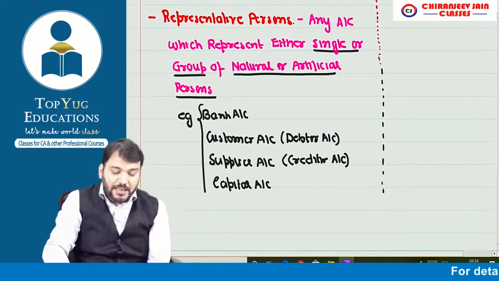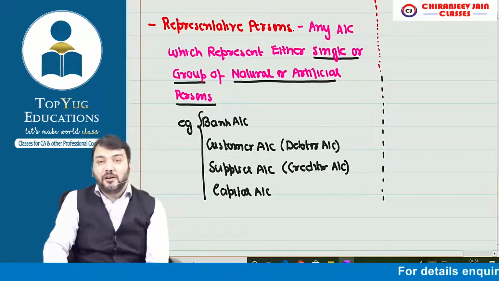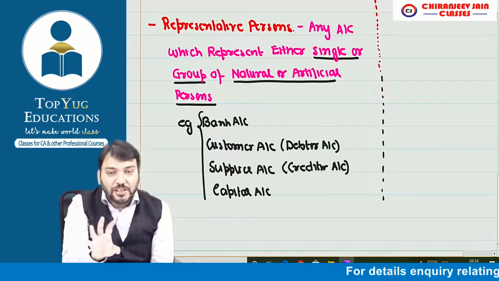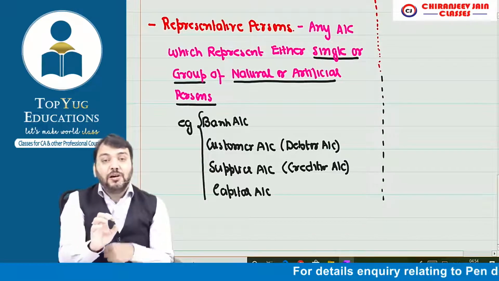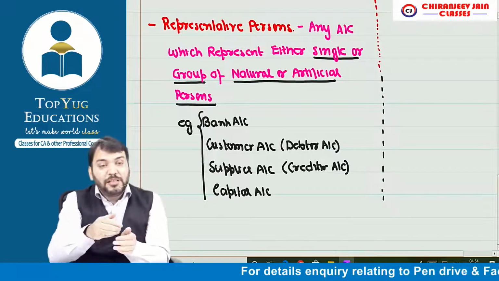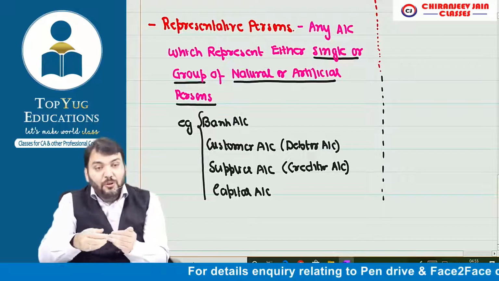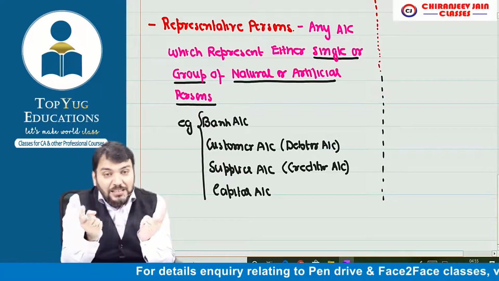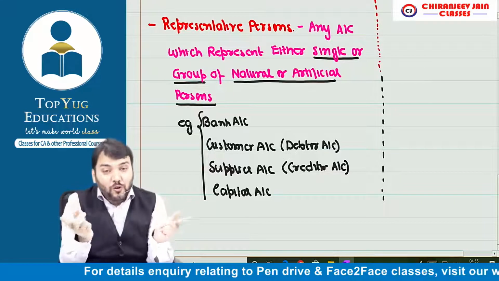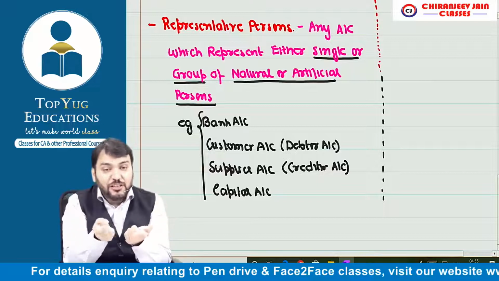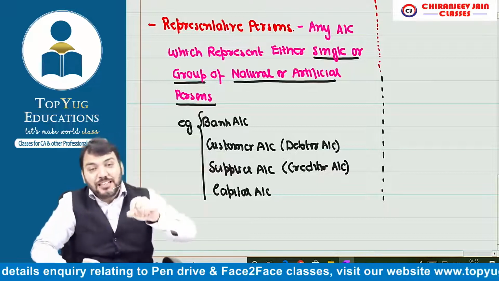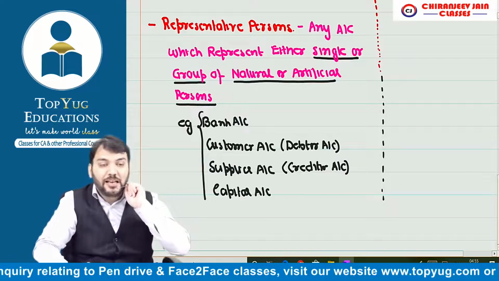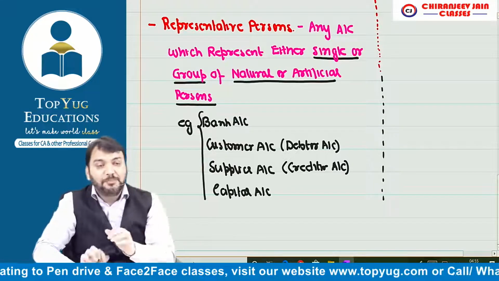Now, once again I am coming to the representative personal account. I think you have understood natural and artificial person. So any account which has been opened to represent either one person or a group of persons is known as a representative personal account.